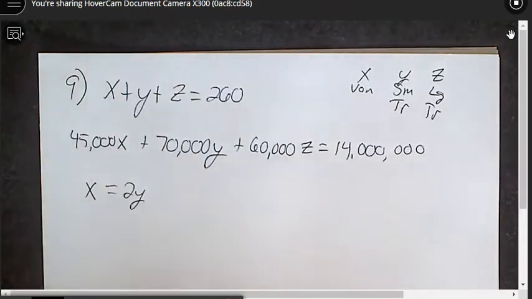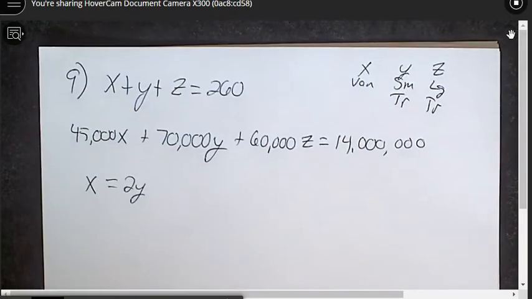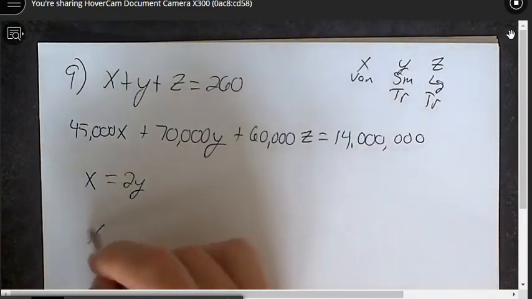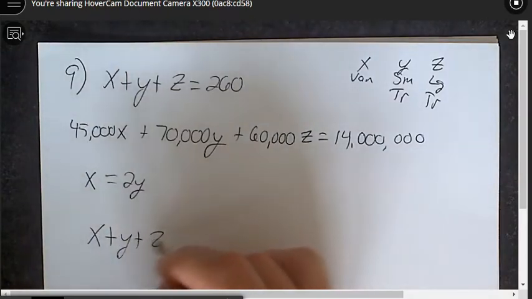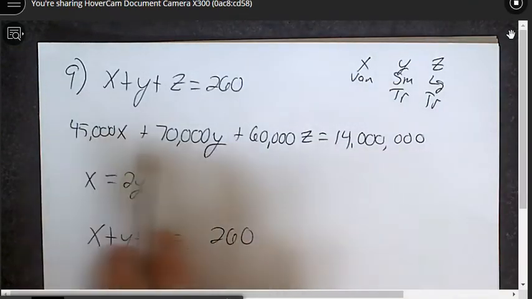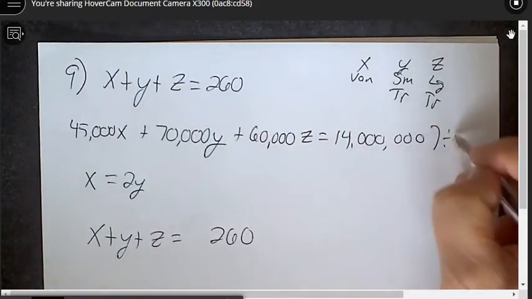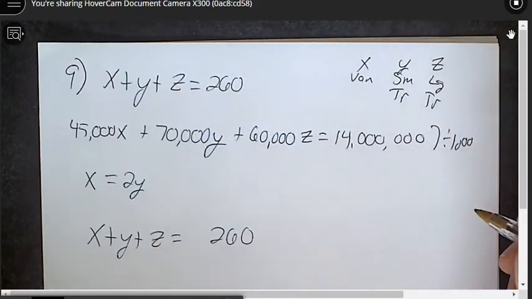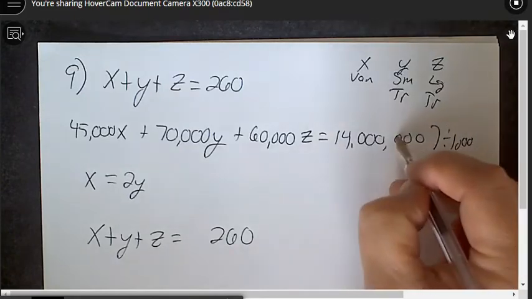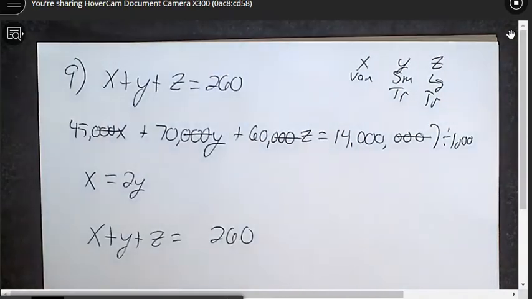Now here's something we're going to do a little differently than when we did it in class, because as I was going through this one, it popped into my head, why did we do this? These are all huge numbers. So the very first thing is, let's take the equation x plus y plus z equals 260. Because all these numbers have at least 3 zeros at the end, let's take this entire equation and divide it by 1,000, because we can just knock 3 zeros off of every one of these numbers, and it will still work out the same way.